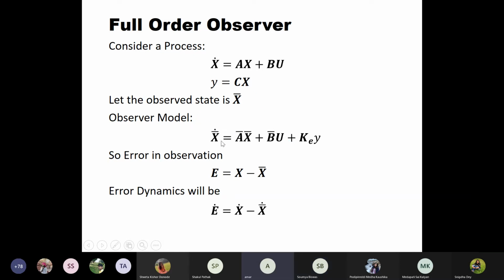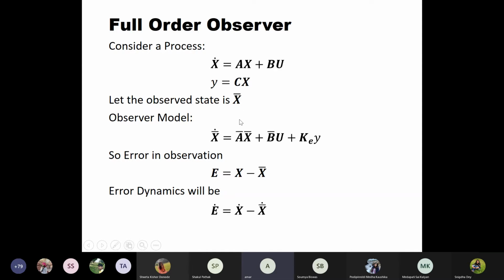Normally the observer model should be of similar structure to the process state equations. So if I take the observed state as x bar, then we'll have x bar dot equal to A bar x bar plus B bar u. Now, if I put this one, then it is an open loop observer because I do not have any feedback of the measurement of the actual process. There is no way I can put x bar to x, because ultimately my aim is to make this error 0. That means x minus x bar is 0, isn't it?